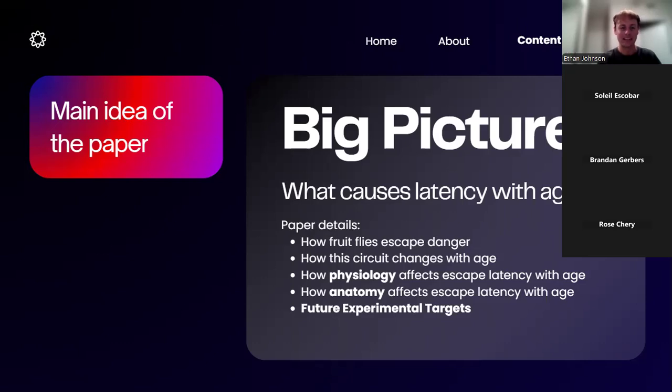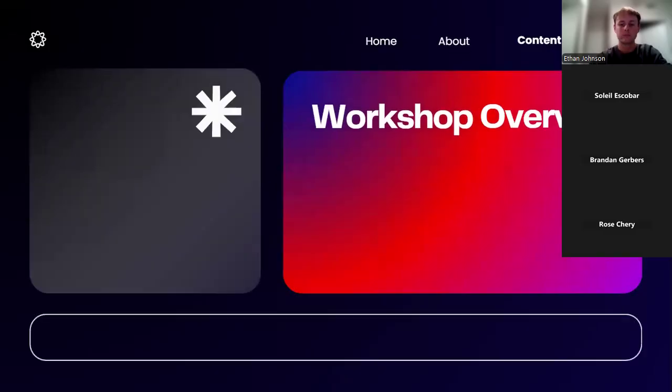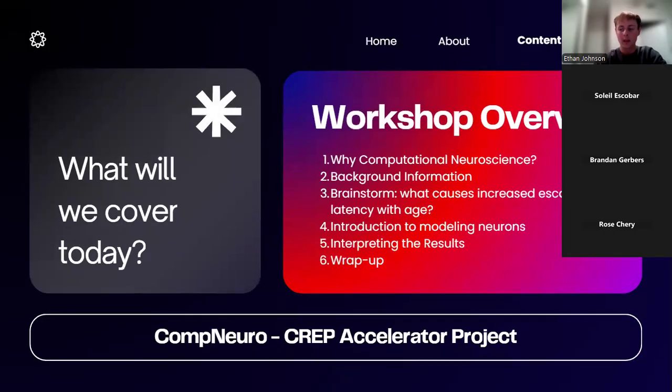And then we'll be investigating how the circuit changes, and we'll be looking at different features, so its physiology or anatomy. And then this can highlight potential future experimental targets in other organisms like rats and even humans. So this is what we'll be talking about today.